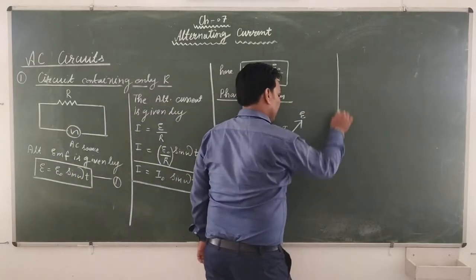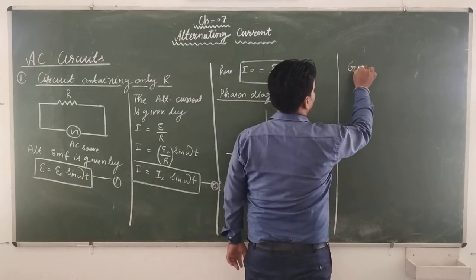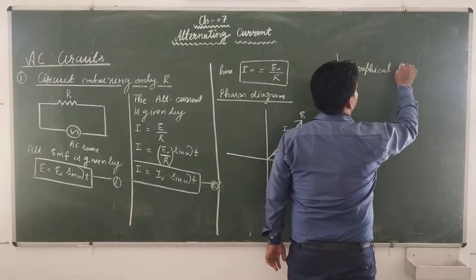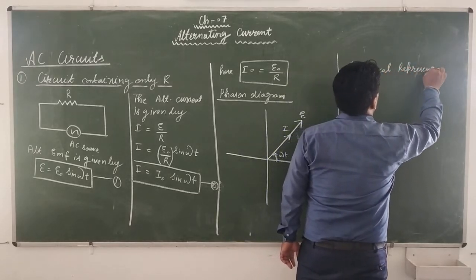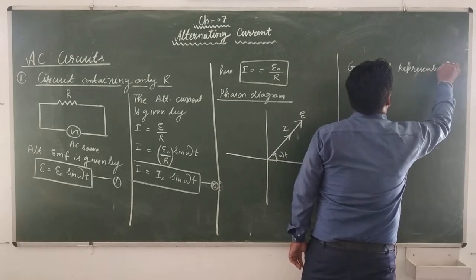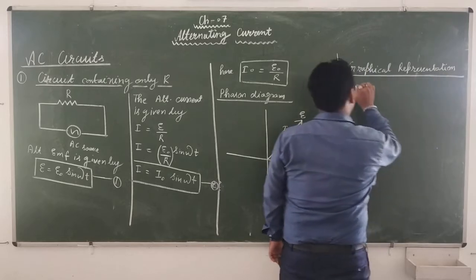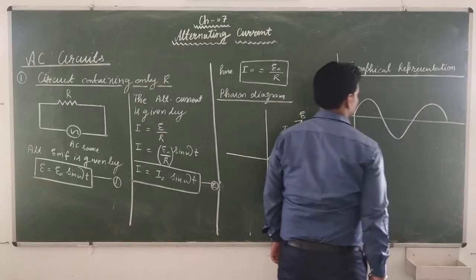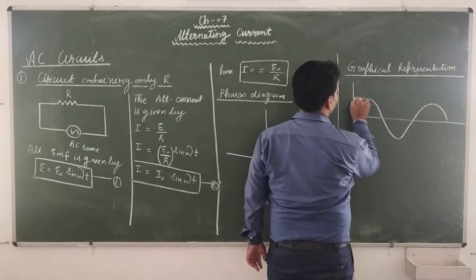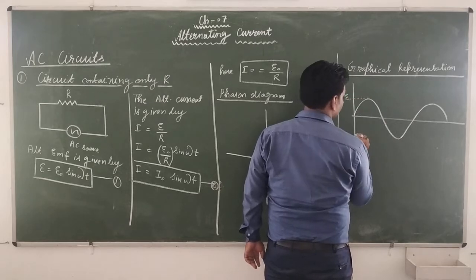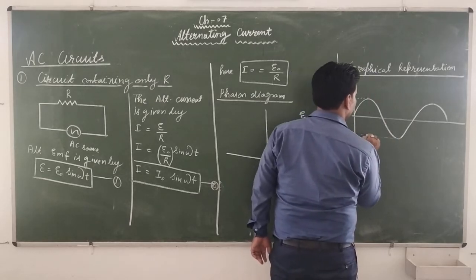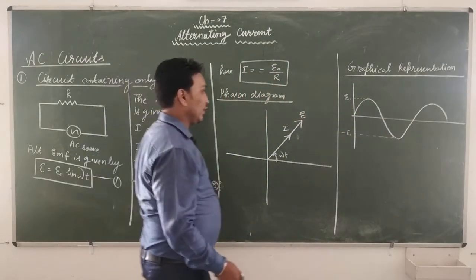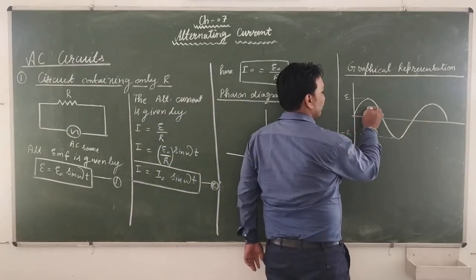And how do we represent them graphically? How is it represented, just see. For EMF, the graph is of sin theta only. This maximum denotes E0. This maximum in the negative direction denotes minus E0. Since current is flowing in the same manner, I0 sin omega t, for the current also the graph is the same.